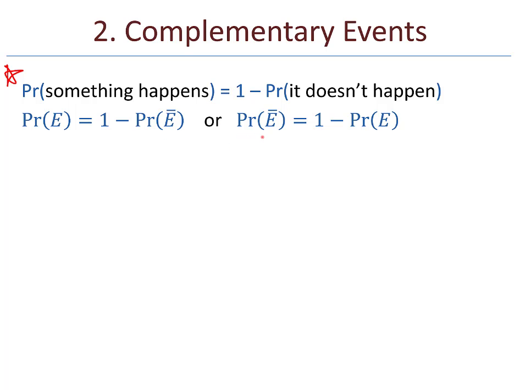We can also solve for the probability that something doesn't happen. We can say the probability that event E does not occur is 1 minus the probability that E does occur.